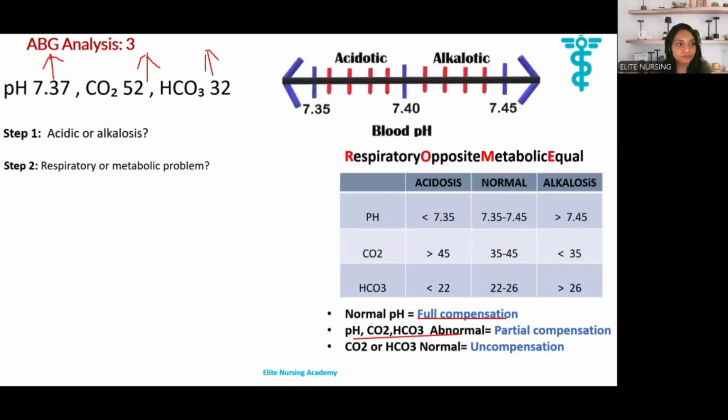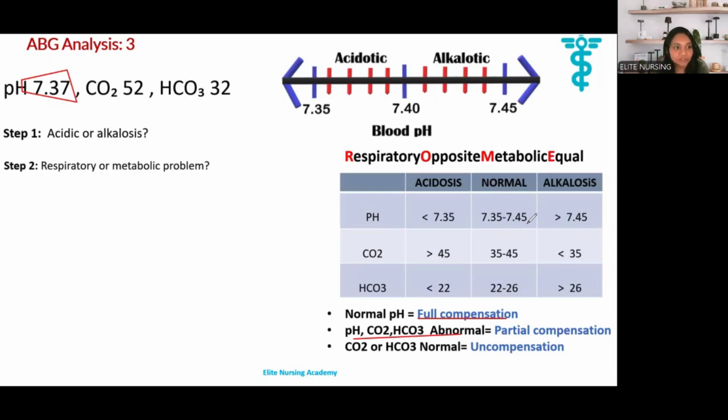Let's move on to our third analysis. Here we have a pH of 7.37. So let's decide whether this is acidosis or alkalosis. Now this is a little tricky here because the pH is normal. So what are we going to do? How are we going to decide whether this is acidosis or alkalosis? 7.37. Our normal pH is 7.35 to 7.45. So this is a normal pH.